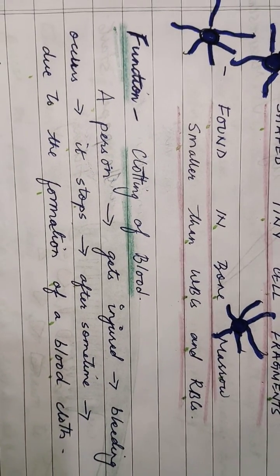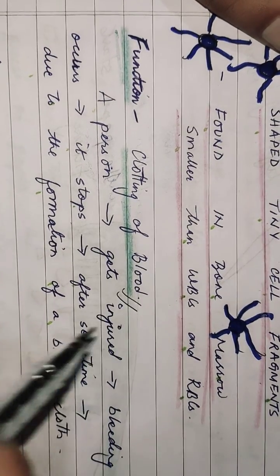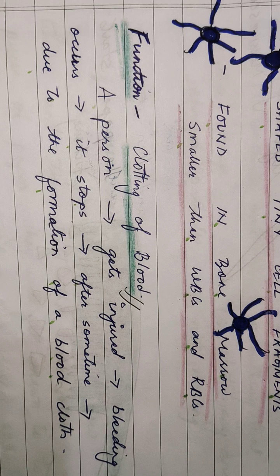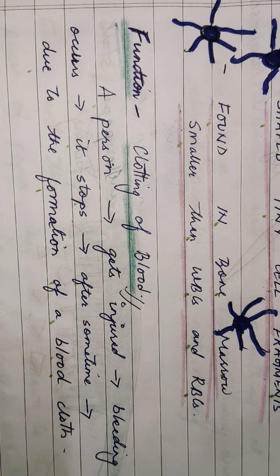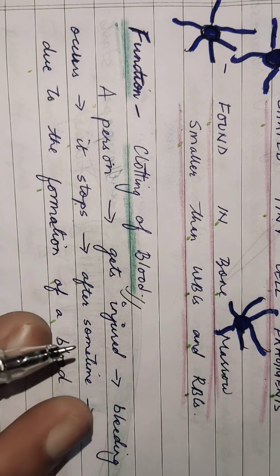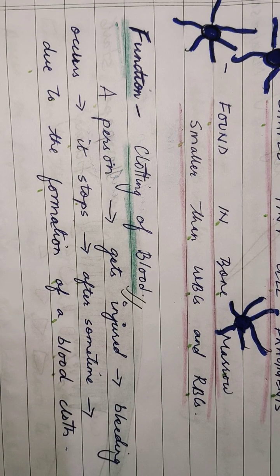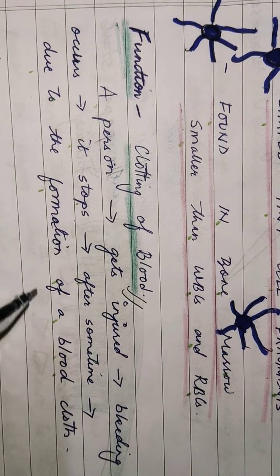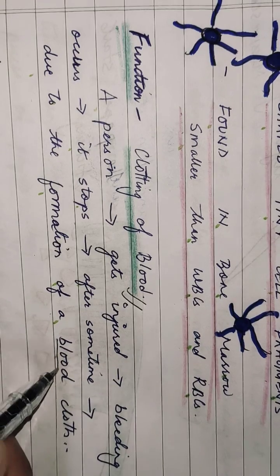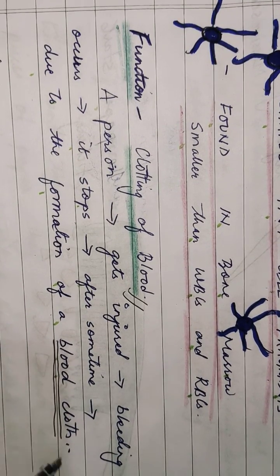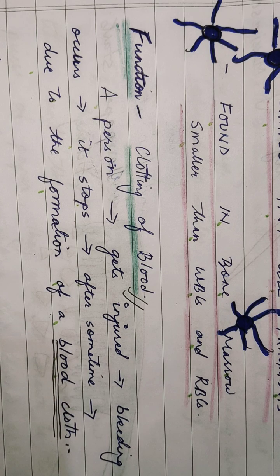The main function is clotting of blood. Let us understand this clotting of blood now. A person gets injured, so bleeding will occur. Bleeding occurs, then it stops after some time, due to the formation of a blood clot. Okay, so once a person bleeds, the bleeding will stop due to the formation of a blood clot. So the main function of this is it helps to stop the blood. So that's why it's known as clotting of blood.